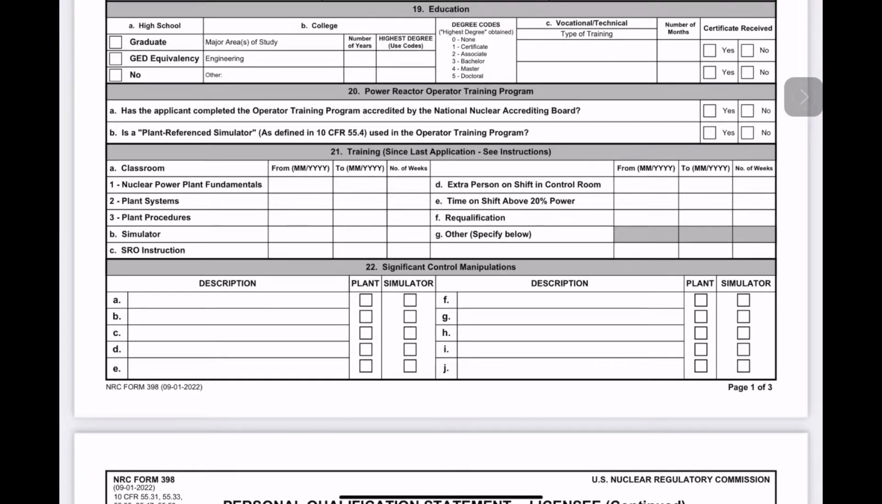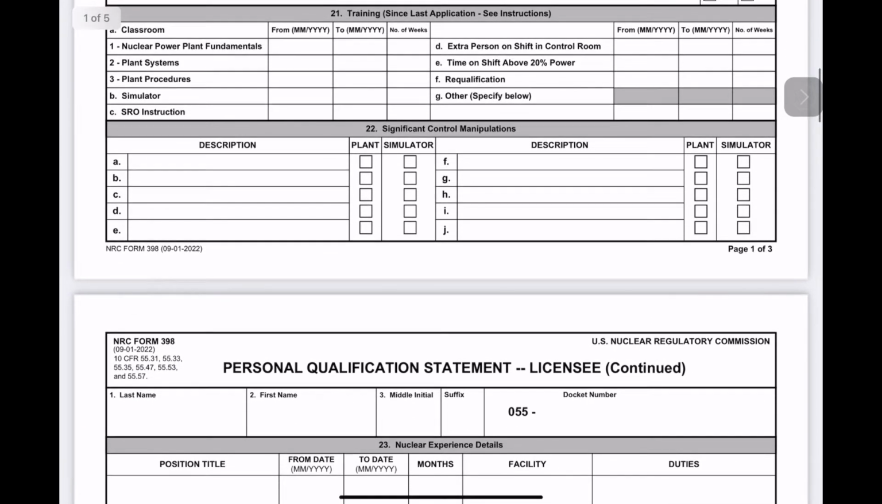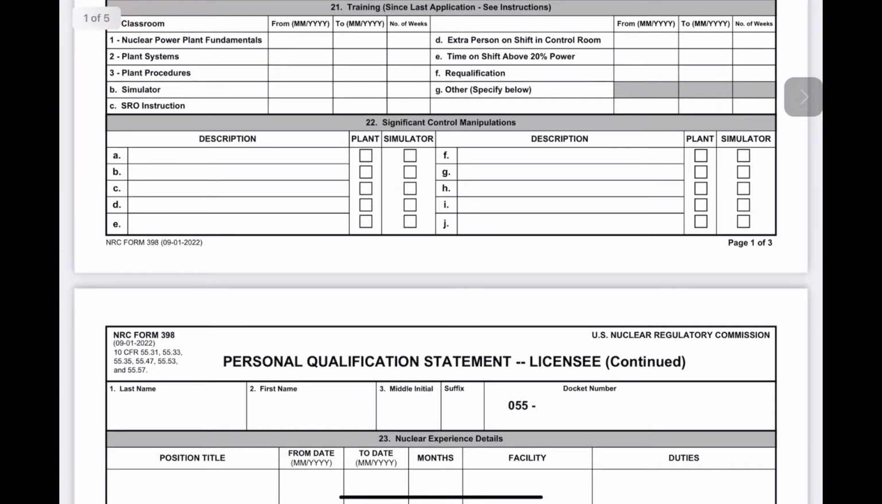Also, you need to take different types of training, right? I think the training process to license reactor operators takes about 2 years, 24 months. So you have to take training about nuclear power plant fundamentals and plant systems. I don't know if the nuclear power plant fundamentals training covers the GFEs, but there's another training about nuclear power plant fundamentals. I think that one takes around 4 weeks. I think plant systems takes roughly about 3 weeks.